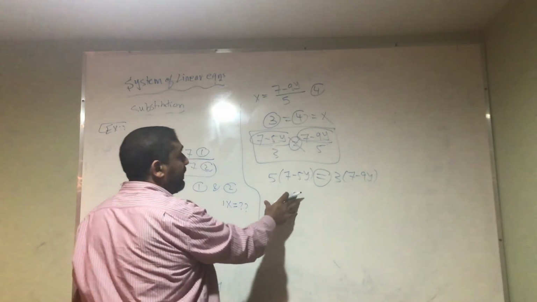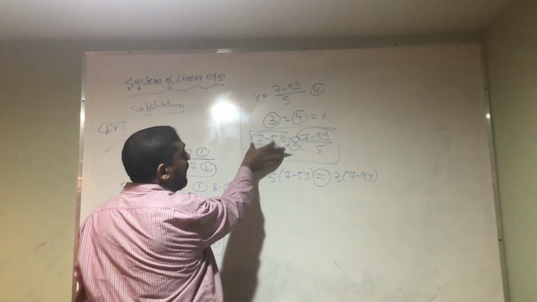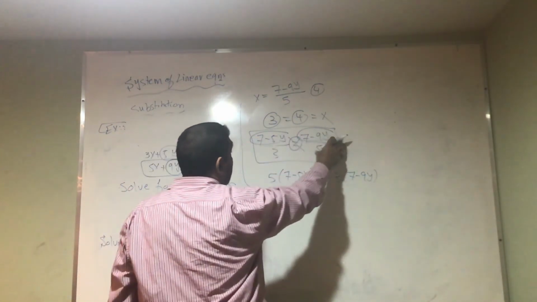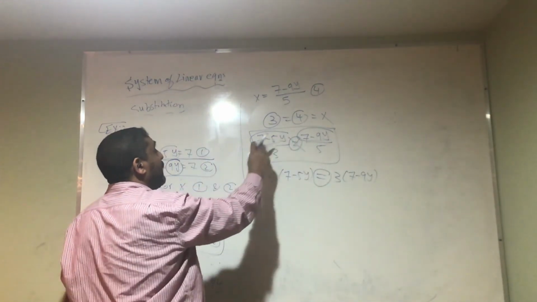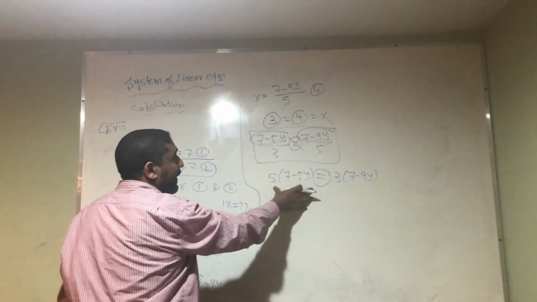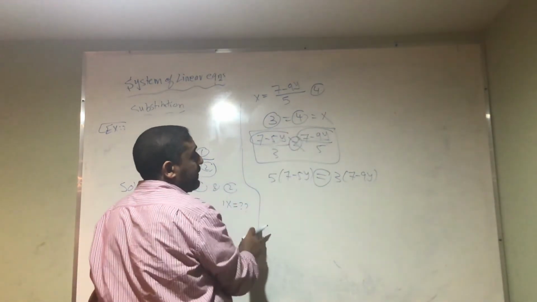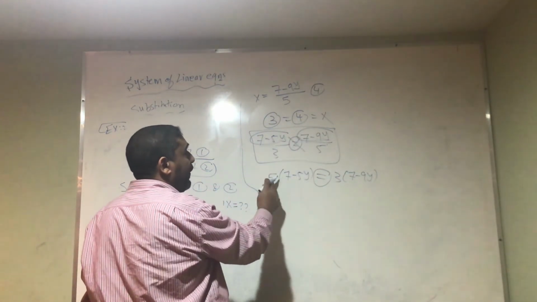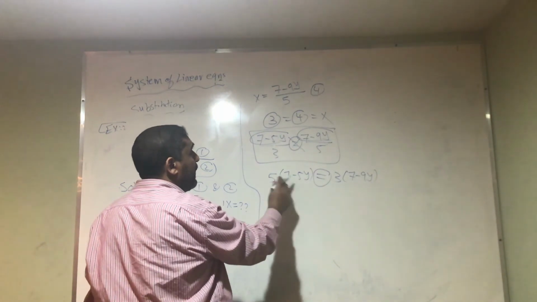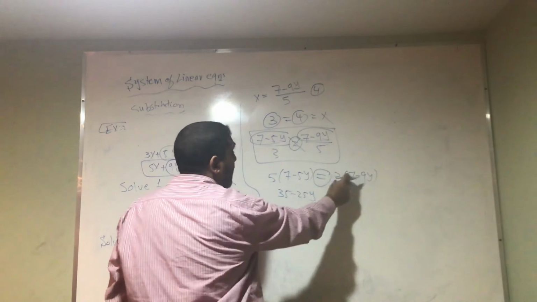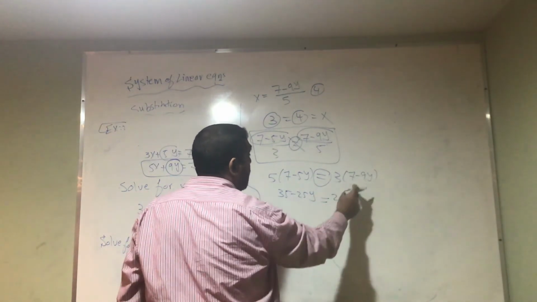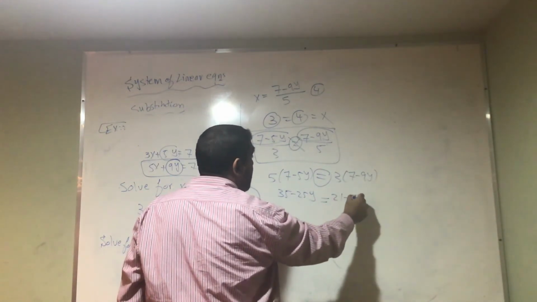Go ahead and simplify this now. I multiply this one here by 5. So if you want, you can multiply both sides by 15, you get that too. Or just do cross like this. So now simplify this. 5 multiplied by 7, 35. 5 multiplied by minus 5, you get minus 25. 3 multiplied by 7, 21. 3 multiplied by minus 9, you get minus 27.